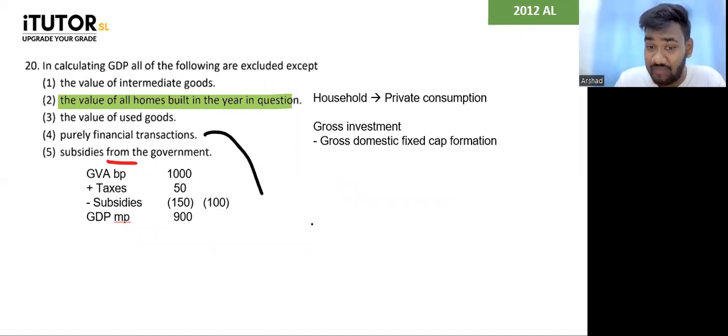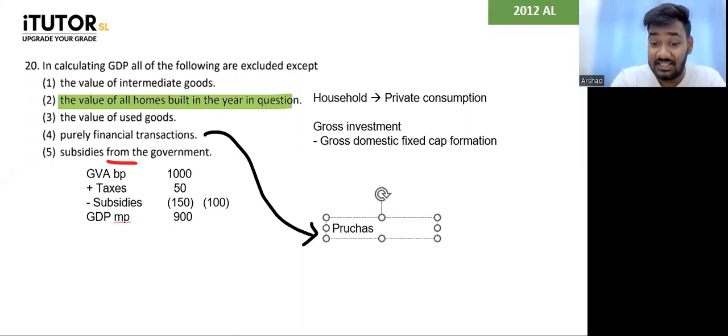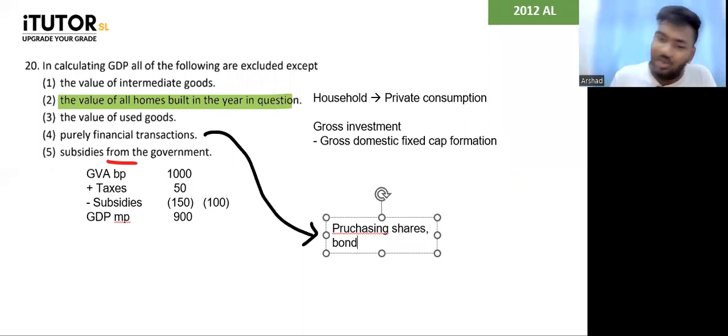Now, what are purely financial transactions? Purely financial transactions are like, you are purchasing some shares, right? You purchase shares, or maybe you purchase some treasury bills or bonds, right? So now those, there is no productive economic activity happening. Now, when you buy a share, what happens? Money is going from your bank account to a business's bank account. That's what's happening, right?